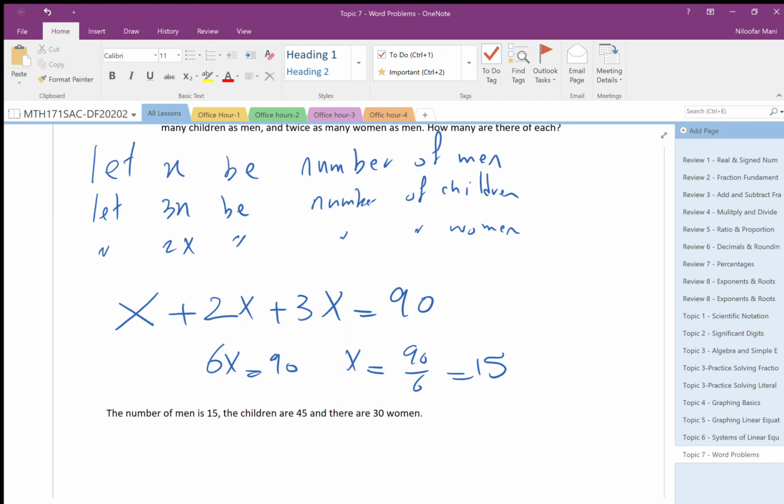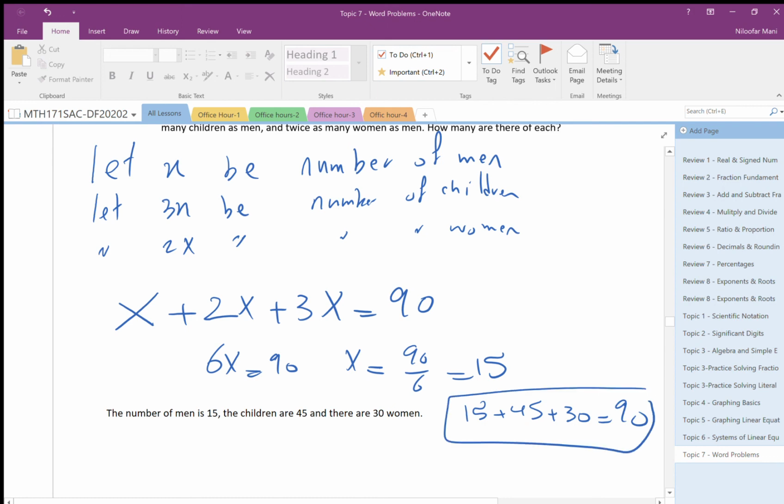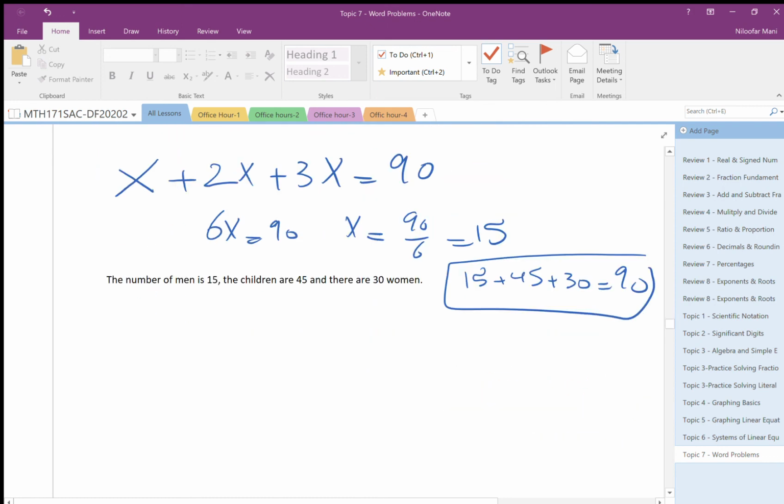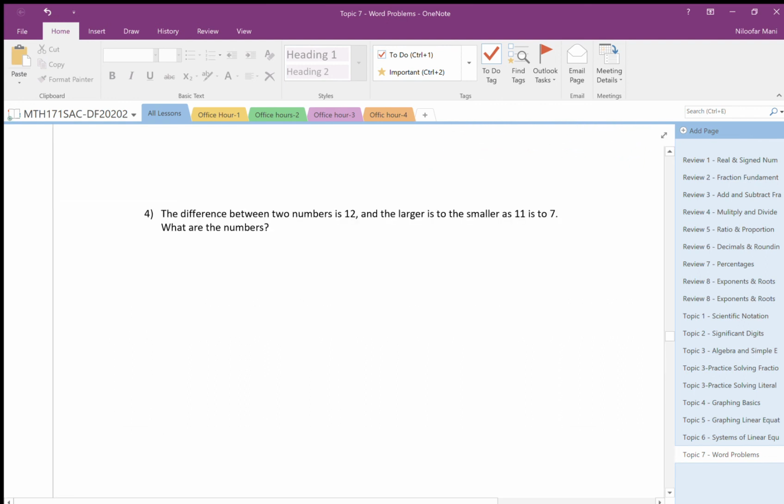Then you also have to check your answer. 15 plus 45 plus 30, yes, it is 90. So good, I check my answer, I write a sentence, and that's good. I can continue to the next question.